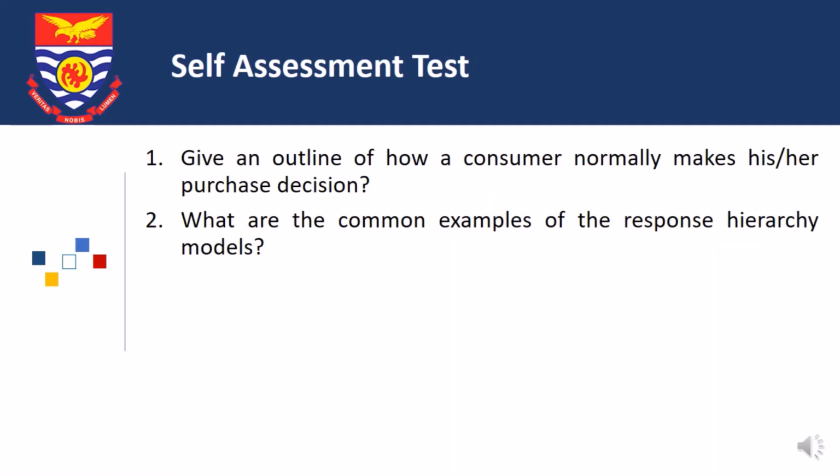So in an assessment, students, I expect that you'll be able to answer some of these questions. Give an outline of how a consumer normally makes his or her purchase decision. This is a task for you to go and find out. Go and look at how consumers, of course, you have discussed all these things. Did you understand? Those of you who don't understand can consult your colleagues, and they will translate it for you. The second one has to do with the common examples of the response hierarchy model. You get it? You have talked about all those things, so make sure you visit the book and read deep.